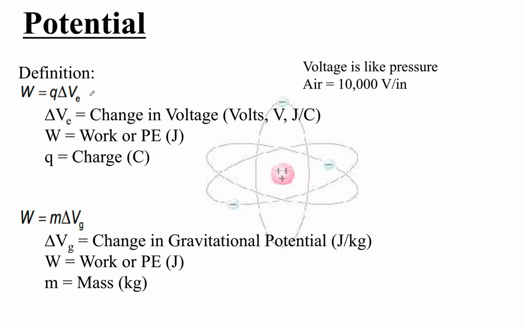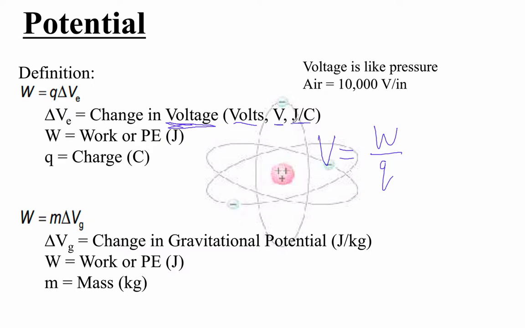There are two different kinds of potential: electric potential and gravitational potential. Electric potential is the potential energy, or the work, divided by the charge. Electric potential is also called voltage. Gravitational potential is just called gravitational potential, but we can call electrical potential voltage. It's in volts, and we can write it as capital V.